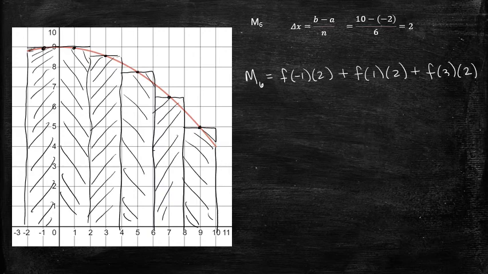Okay, so I finished shading in the graph. F of -1 is the height of the first rectangle, so I'll multiply that by 2 to get the area. F of 1 is the height of the second rectangle, again times 2 for the area. F of 3 for the height of the third rectangle. F of 5 for the next one. F of 7, and finally f of 9.